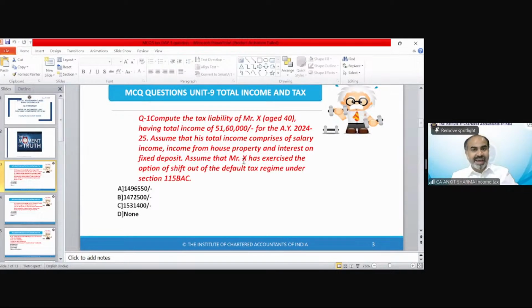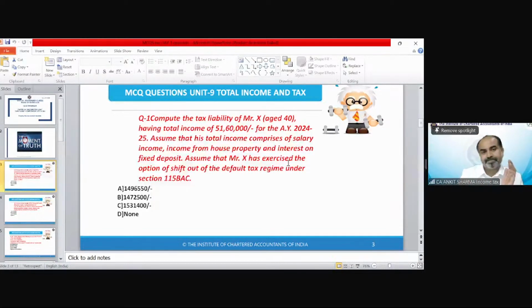Suppose that Mr. X has exercised the option of shifting out of the default tax regime. That means you have to calculate tax under the optional tax regime. The income is 51,60,000 and it does not comprise any special rate income, because it is salary, house property, and interest income. So what should be the correct answer to this question?